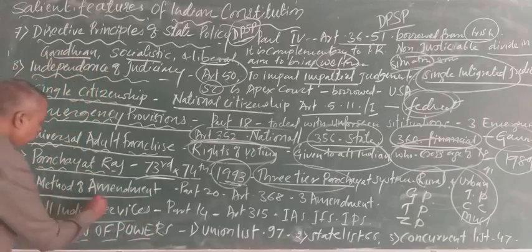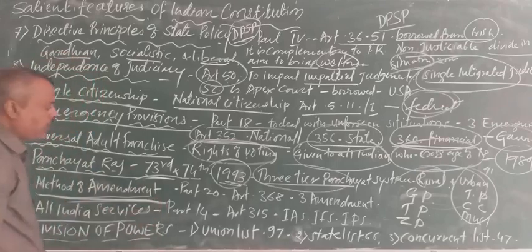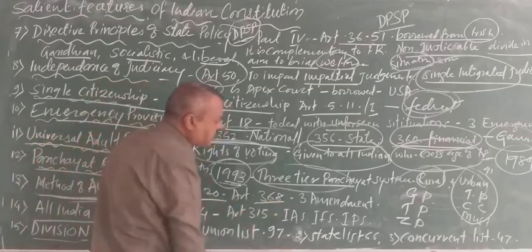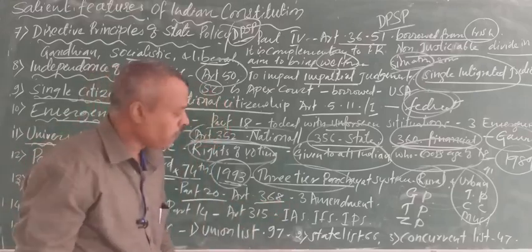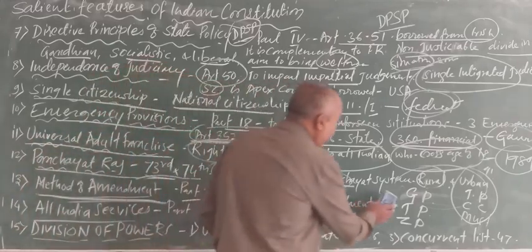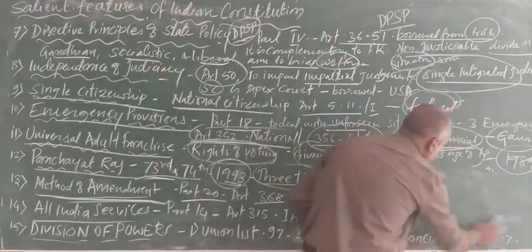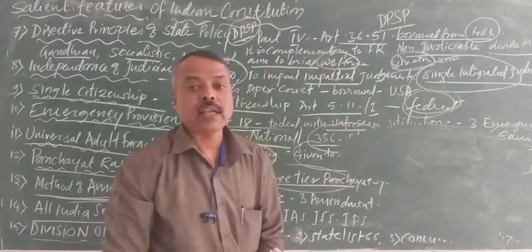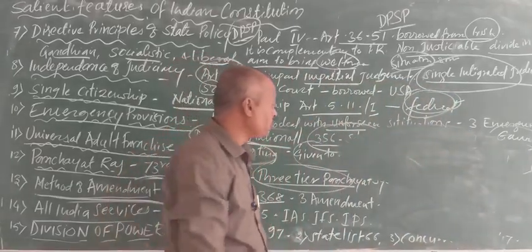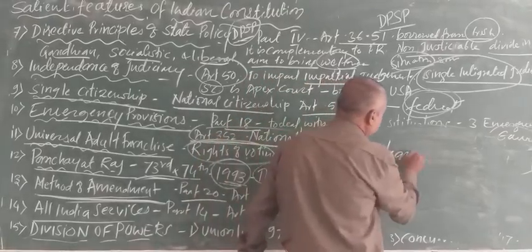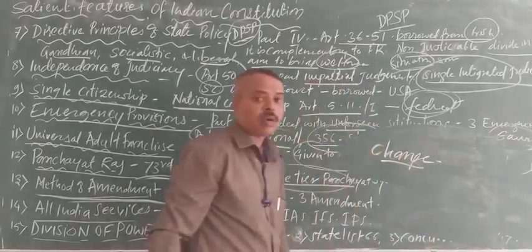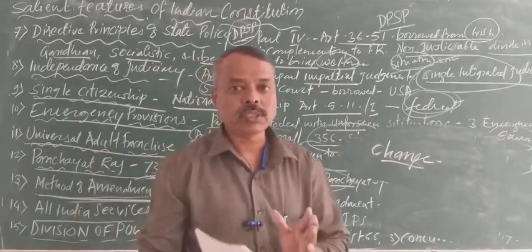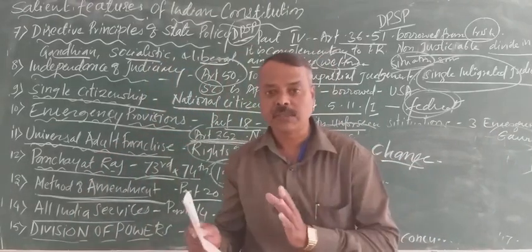Next, the method of amendment. Part 20 of the Indian Constitution, Article 368, deals with the types of amendments. What is an amendment? Amendment is nothing but a change in the existing constitution. Changing the constitution is not so easy. As you all know, the Indian Constitution is semi-rigid and semi-flexible.